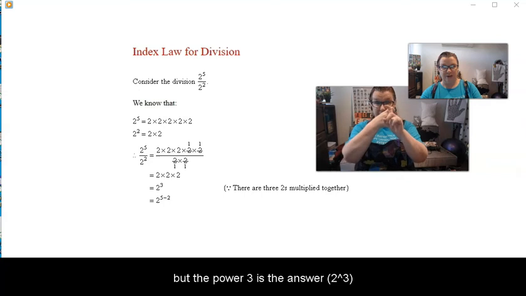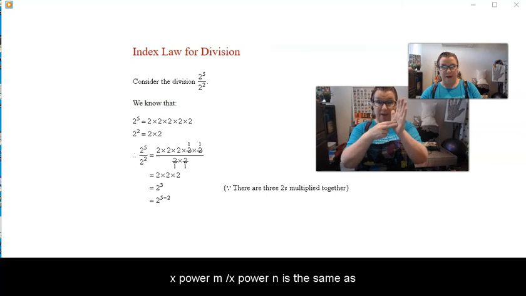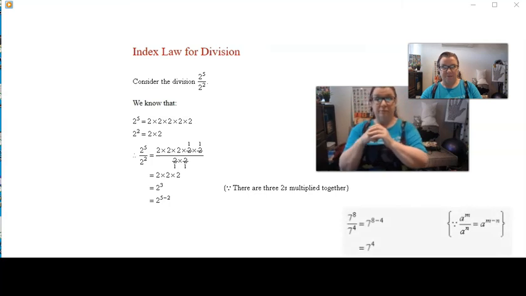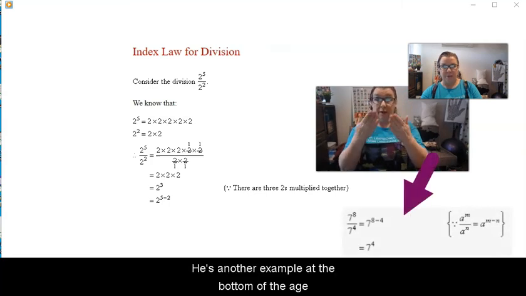So the rule says you can go x to the power of m divided by x to the power of n is the same as x to the power of m minus n. Here's another example at the bottom of the page.